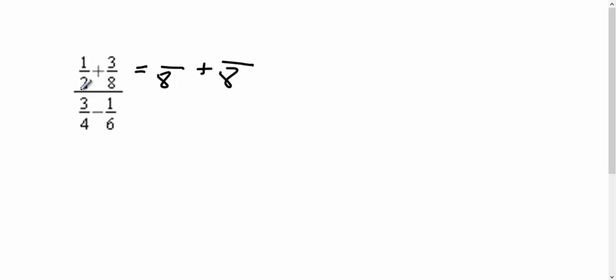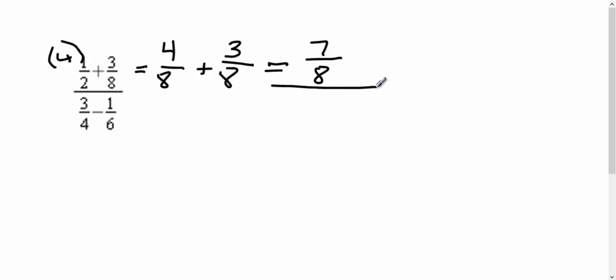So what I want is both of these to be 8. Now this was a 2, so for me to get 8, I'd have to multiply it by 4. So I'm going to multiply the top by 4. 4 times 1, I get 4. Now the second fraction already had an 8, so I don't need to change it. So it's still 3. And then therefore I can add them together. 4/8 plus 3/8 is 7/8.